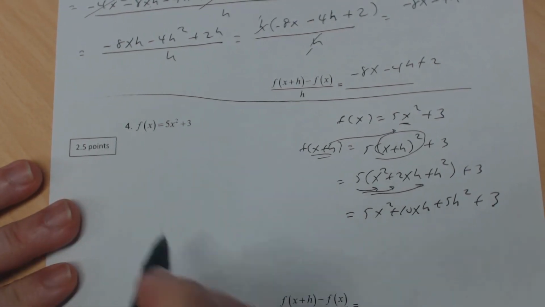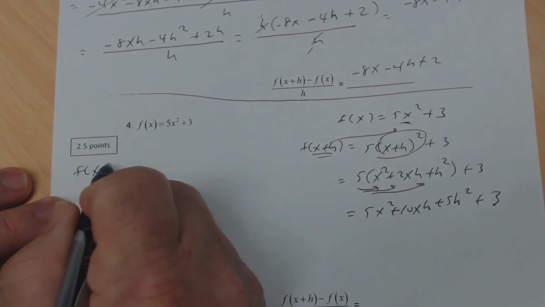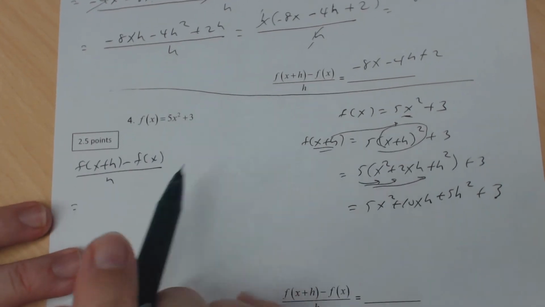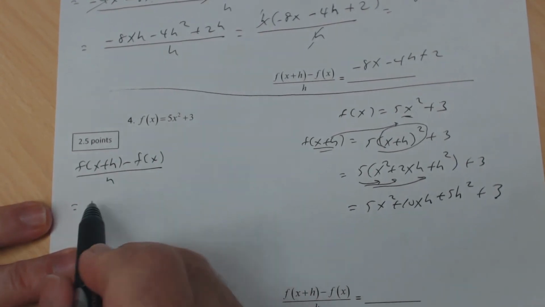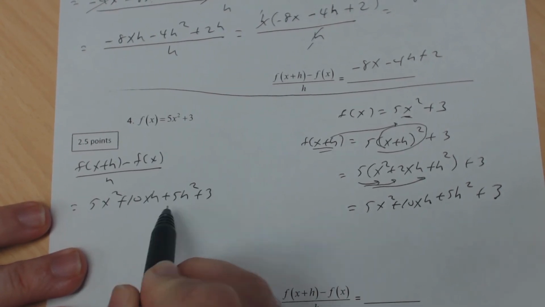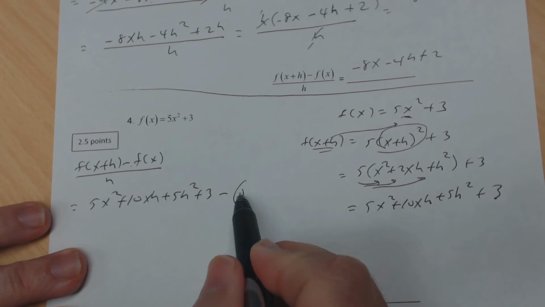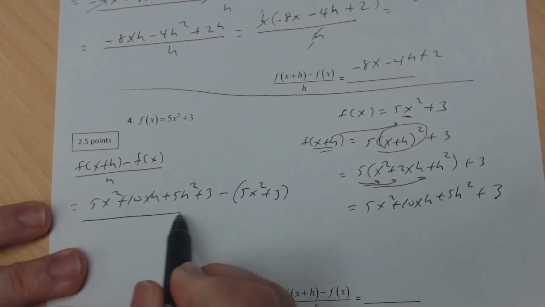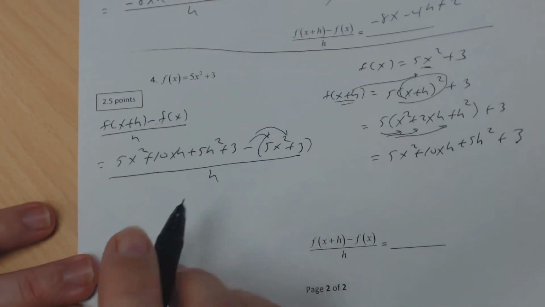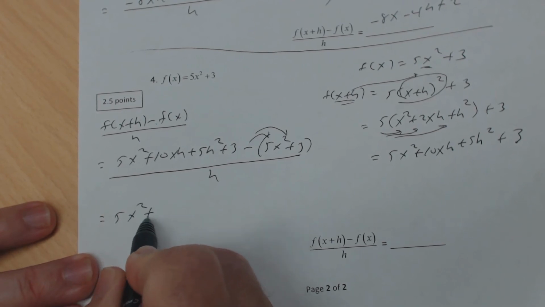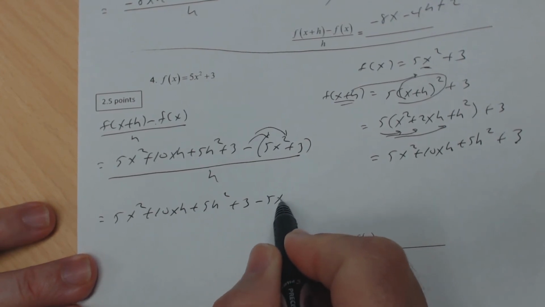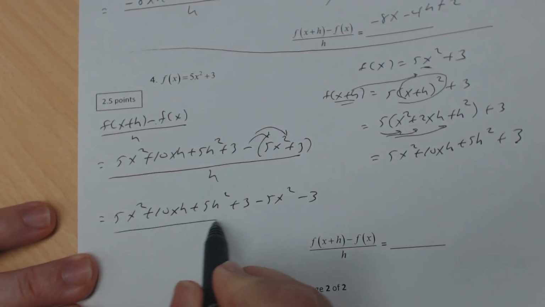I'm going to go ahead and rewrite the difference quotient here. So f of x plus h minus f of x all over h equals. Okay, so that I'm going to replace with this. So 5x squared plus 10xh plus 5h squared plus 3. And I'm going to subtract the function 5x squared plus 3, just like this, all divided by h. Then we distribute the negative 1 through here, so I get 5x squared plus 10xh plus 5h squared plus 3 minus 5x squared minus 3, all divided by h.